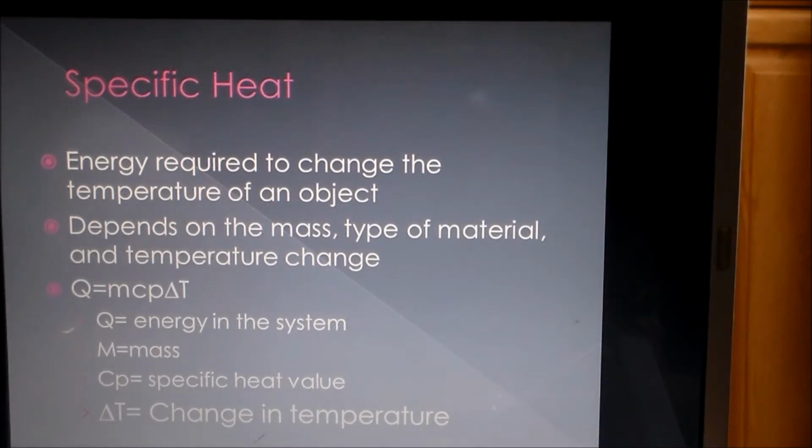Specific heat is the energy required to change the temperature of an object. Specific heat depends on the mass, type of material, and temperature change. And this can be seen in the equation Q = mCp ΔT. While your Q is the amount of energy in the system, your m is your mass, your Cp is your specific heat value, which is given, and ΔT is your change in temperature.